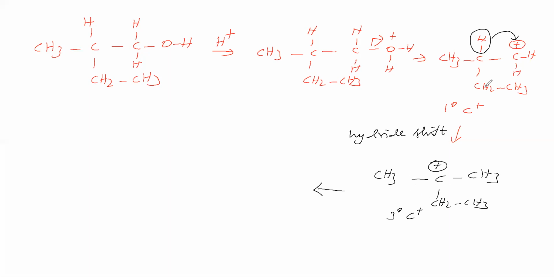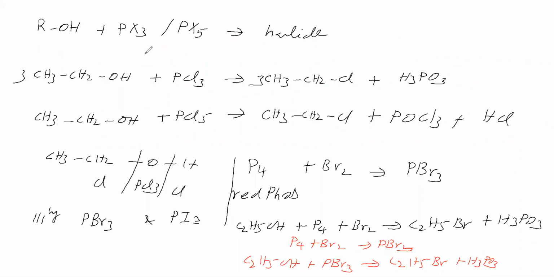Therefore, in the halogen acid case, rearrangement is possible, but in the phosphorus halide case, rearrangement is not possible. So there is some difference between halogen acid treatment and phosphorus halide treatment. In the phosphorus halide treatment, elimination is not possible, but in halogen acid treatment, elimination is possible. Likewise, rearrangement is not possible with phosphorus halides, but is possible with halogen acid.